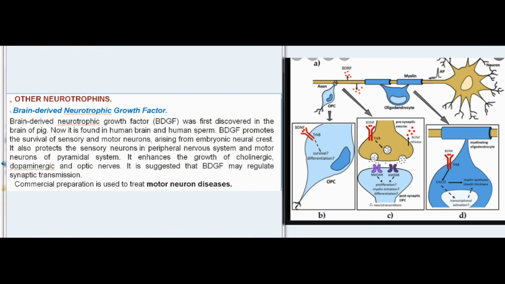Other neurotrophins. Brain-derived neurotrophic growth factor, BDGF, was first discovered in the brain of pig. Now it is found in human brain and human sperm. BDGF promotes the survival of sensory and motor neurons, arising from embryonic neural crest. It also protects the sensory neurons in peripheral nervous system and motor neurons of pyramidal system. It enhances the growth of cholinergic, dopaminergic, and optic nerves. It is suggested that BDGF may regulate synaptic transmission. Commercial preparation is used to treat motor neuron diseases.